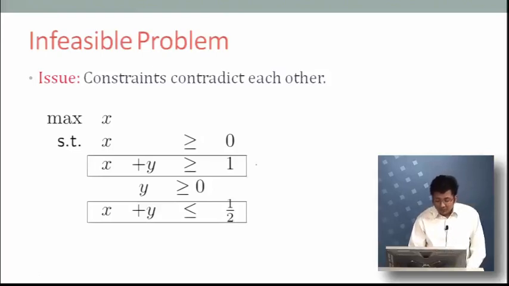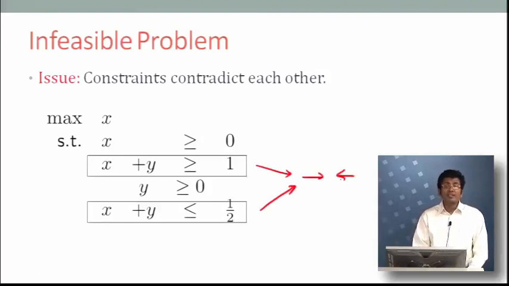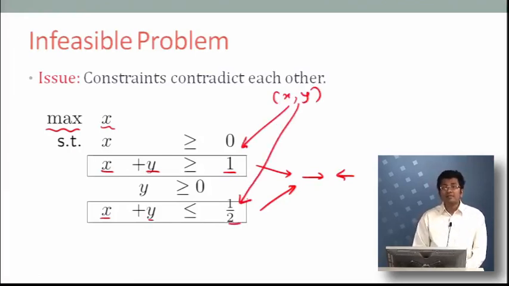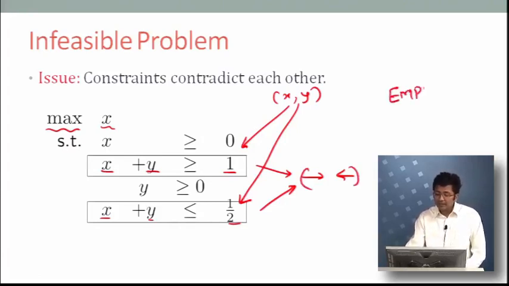The other issue is when the constraints contradict each other, and therefore the feasible region is just empty. Okay. In this case, let's take an example. You're maximizing x such that x is greater than or equal to 0, x plus y is greater than or equal to 1, and x plus y is also less than or equal to half. Now you can ask, how can I find an x comma y that at the same time is greater than or equal to 1 and at the same time is less than or equal to half? That sounds contradictory and is contradictory. So therefore the feasible region is empty, and the problem is called infeasible.